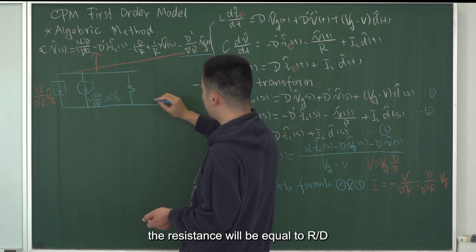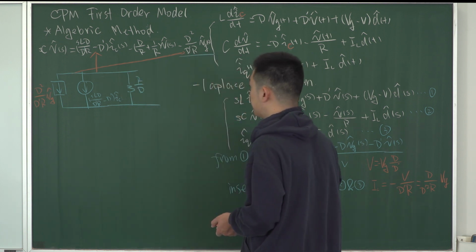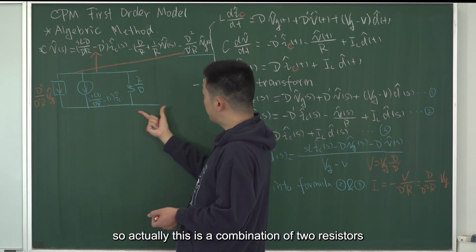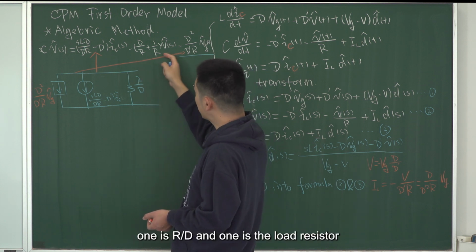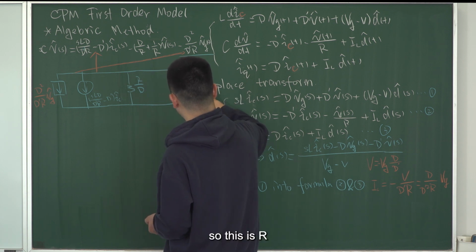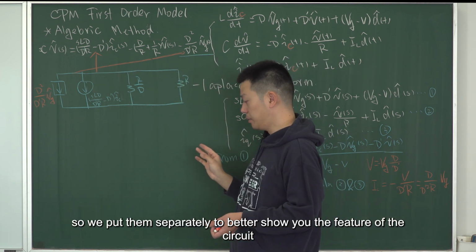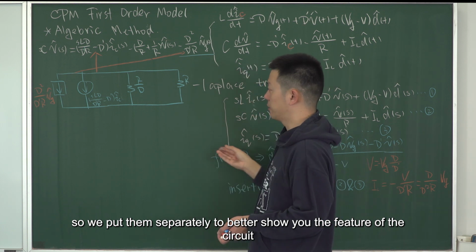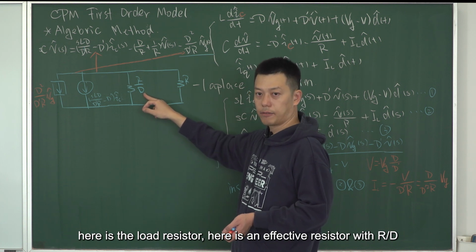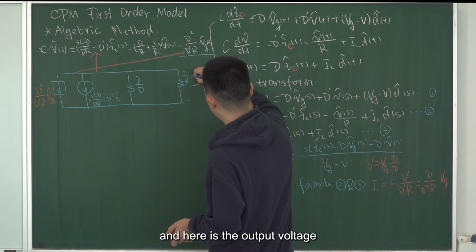The resistance will be equal to R over D. And the last one is, so actually this is a combination of two resistors, right? One is R over D and one is the load resistor. So this is R. We put them separately to better show you the feature of the circuit, right? Here is the load resistor. Here is an effective resistor with R over D. And here is the output voltage.